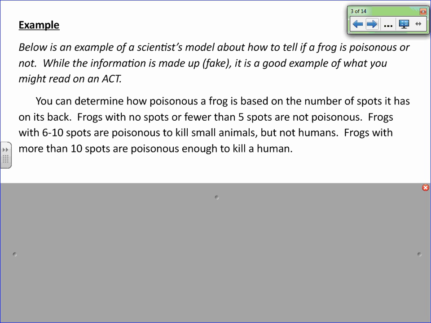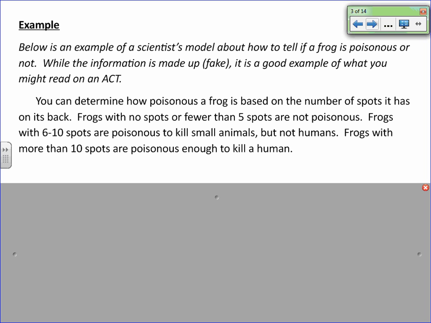It says, below is an example of a scientist's model about how to tell if a frog is poisonous or not. While the information is made up, none of this is actually real. It is a good example of what you might read on an ACT. So if you come across a frog that has a certain number of spots, don't feel like it's safe to lick it or that it's dangerous. You can determine how poisonous a frog is based on the number of spots it has on its back. Frogs with no spots or fewer than 5 spots are not poisonous. Frogs with 6 to 10 spots are poisonous enough to kill small animals, but not humans. Frogs with more than 10 spots are poisonous enough to kill a human.